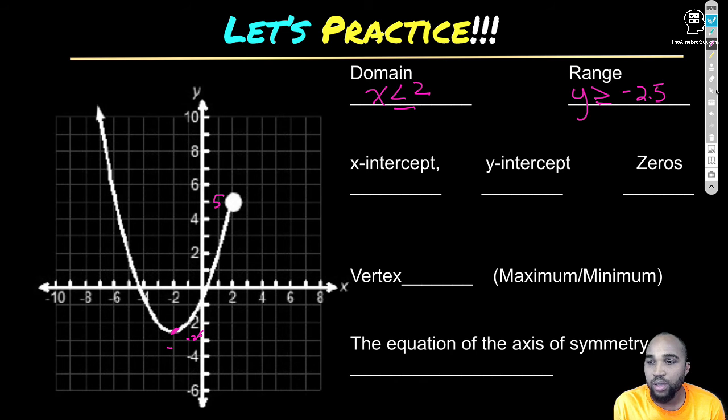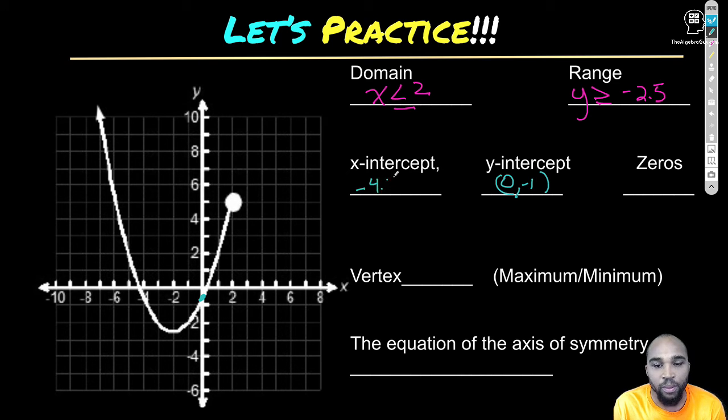What about our y-intercept? Our y-intercept is where it crosses the y-axis. Where is that at? Right there. So it looks like about 0, negative 1. So we're guessing about 0, negative 1. The x-intercept is at negative 4.5.